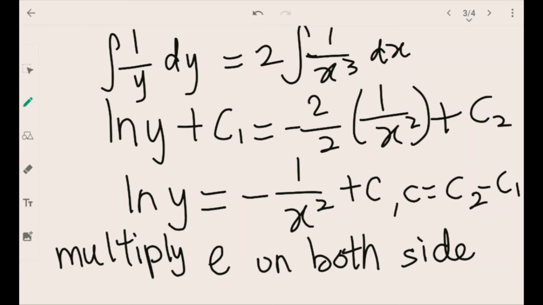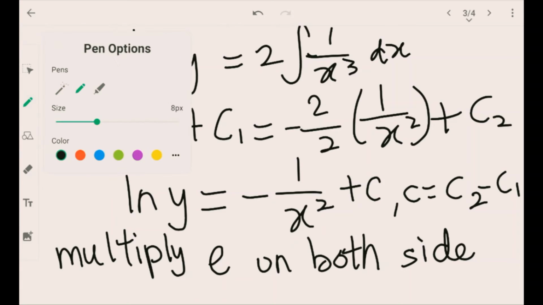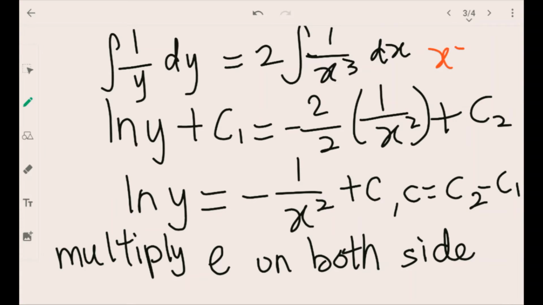So 1 over x to the power of 3 is actually x to the power of negative 3. Then x to the power of negative 3 plus 1 will be x to the power of negative 2, divided by negative 2. So as you can see from here, it will become negative 1 over x to the power of 2.